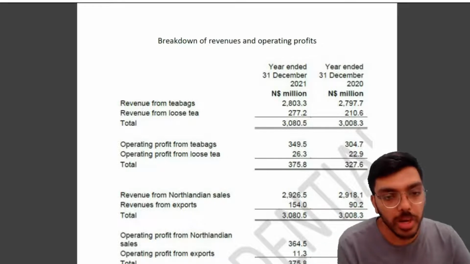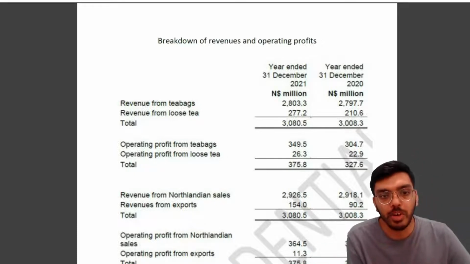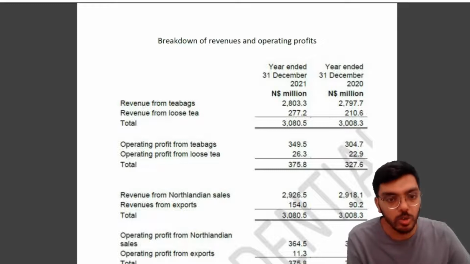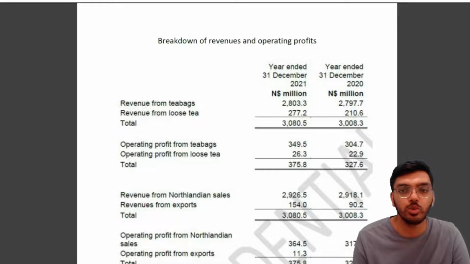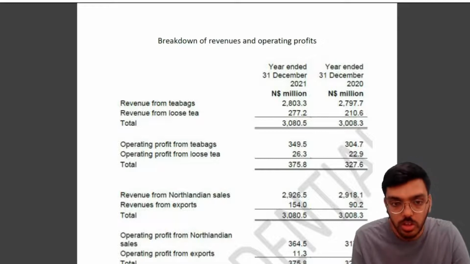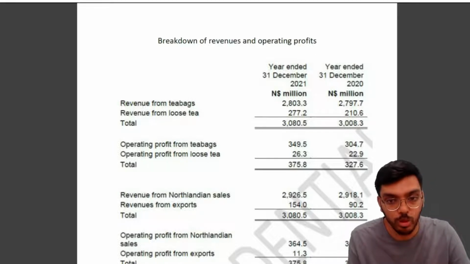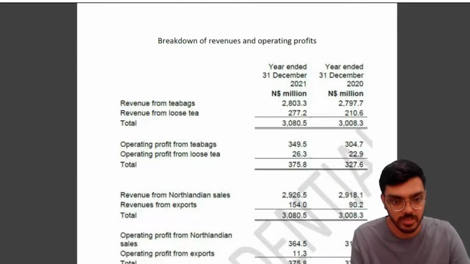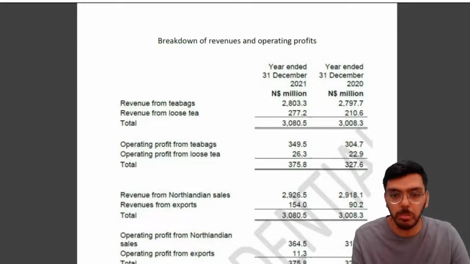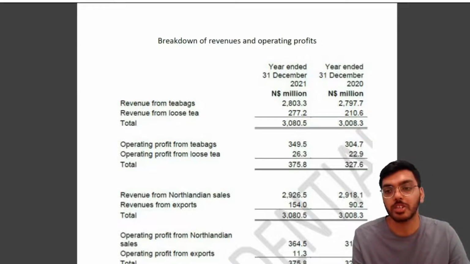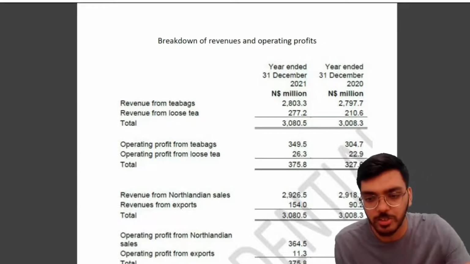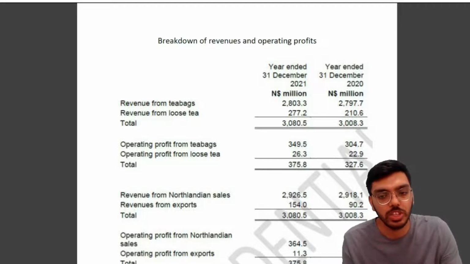Next, we have the operating profit. Now the profit from tea bags is obviously going to be higher than the profit from loose tea because the revenues are huge. So that is also something to take into account. Third, we look at the revenue in terms of the sales. If you look at your Northlandian sales in this year, they were a whole bunch more than your export sales, which clearly tells us export is a very small market share for us right now.